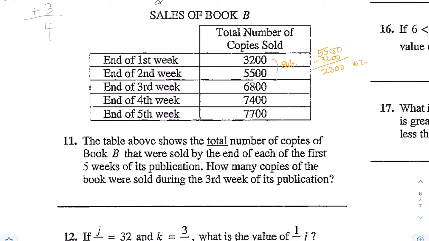Now, you want to figure out week 3, so you have to do 6,800 subtract 5,500. So when you subtract, you get 1,300. So during the 3rd week, you sold 1,300 books, and then altogether, the cumulative total is going to be 6,800.